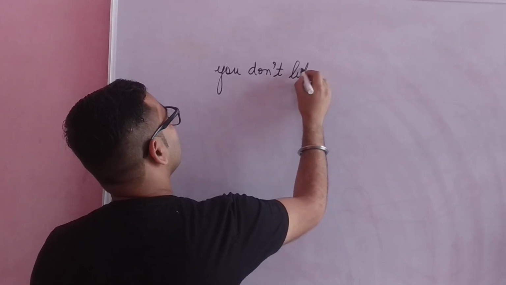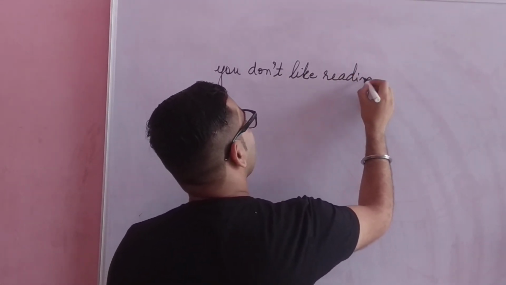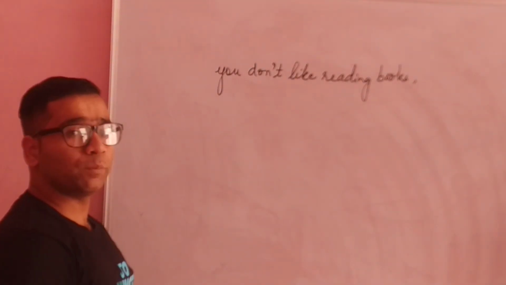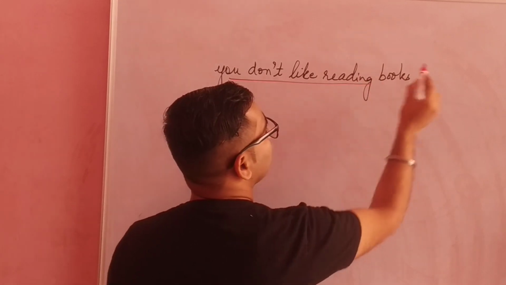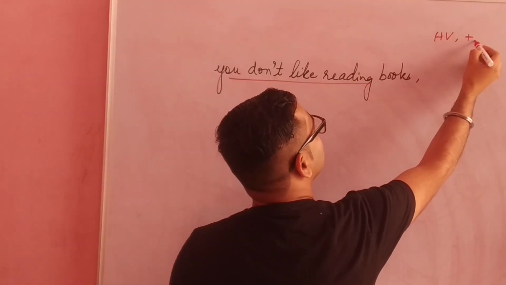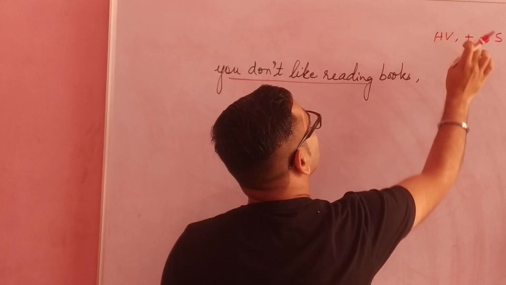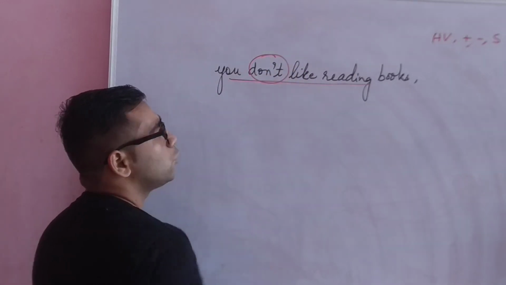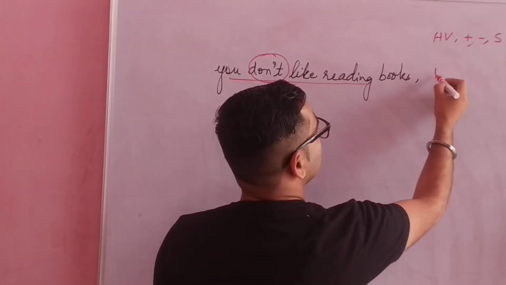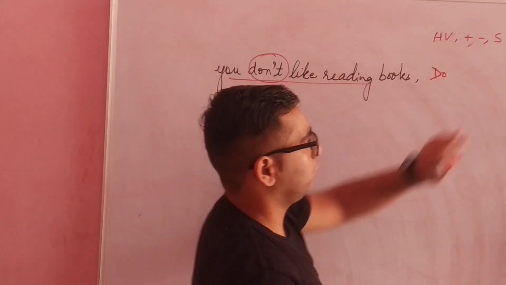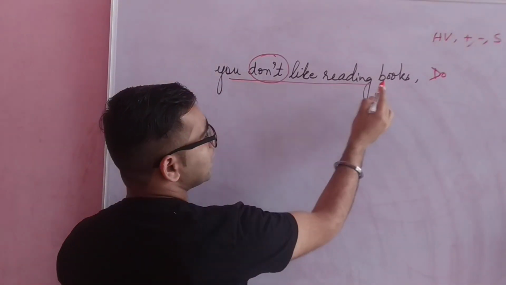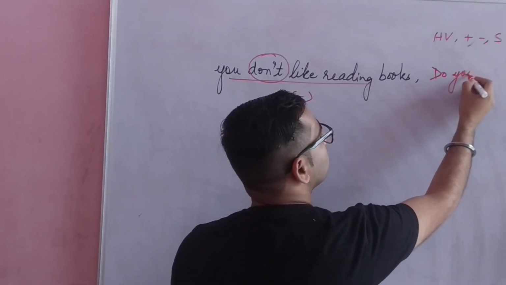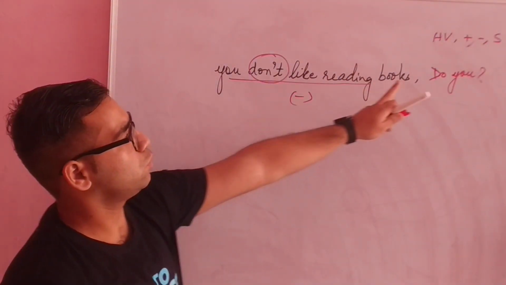You don't like reading books. Now what I told you to make the question tags, first thing which we have to find out is helping verb, positive, negative and then subject. Fine, look for these 3 things. You don't like reading books. You can take this do does from here. Do. Positive, negative. Our question tag what it should be? The sentence is negative. If the sentence is negative, question tag is supposed to be positive. Then the subject. Do, you.